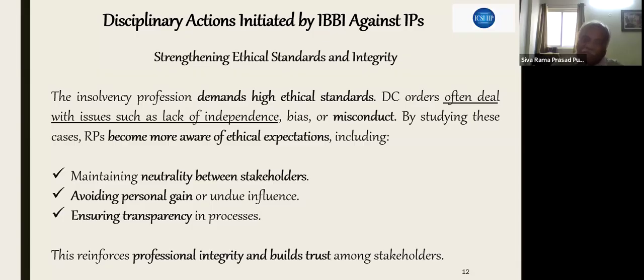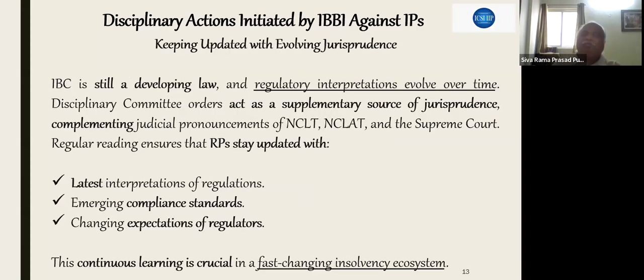So this enforces professional integrity and builds trust among the stakeholders. Keeping updated and evolving jurisprudence. IBC is still developing law. That's why the recent amendment has been done, so that the comfort level is increased.